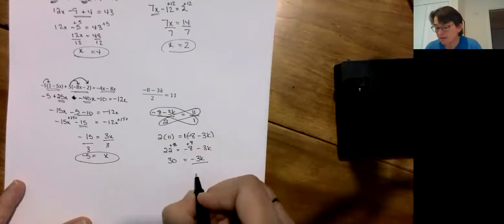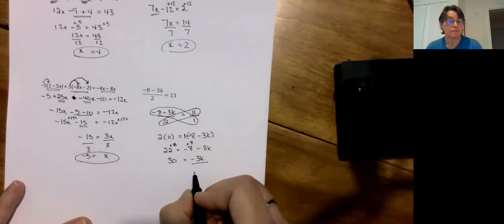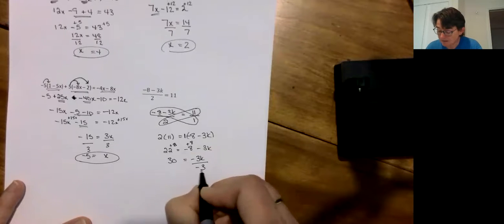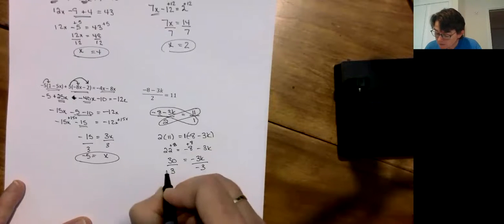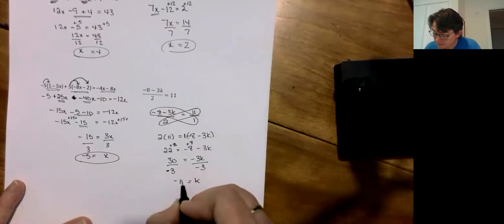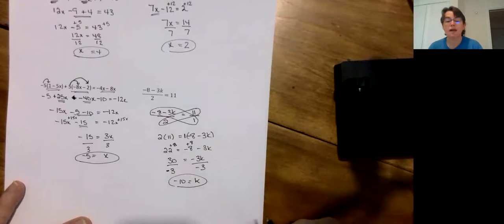So divide, I'm going to divide by minus 3. Oops, I lost minus there. And there we go.